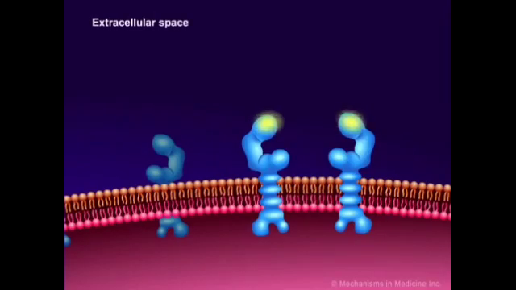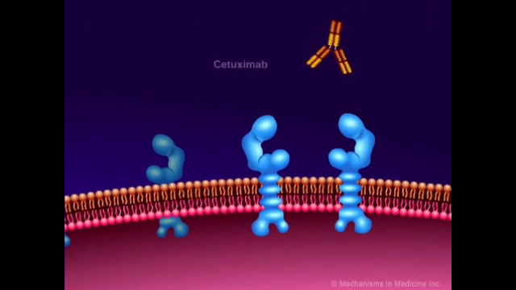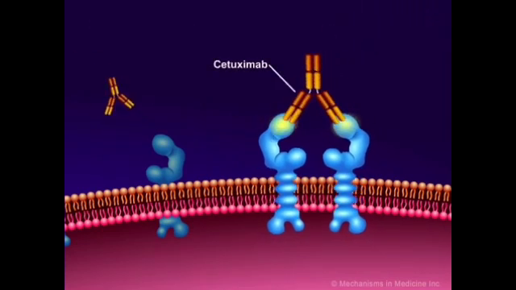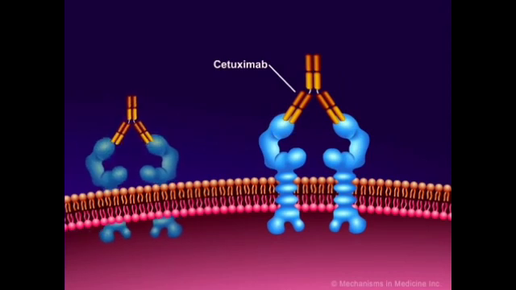The receptors on the surface of normal and tumor cells can be inhibited directly. Cetuximab or Erbitux is an example of this. It is a chimeric antibody that binds directly to the epidermal growth factor receptor and competitively inhibits the binding of EGF and other ligands, such as TGF-alpha.